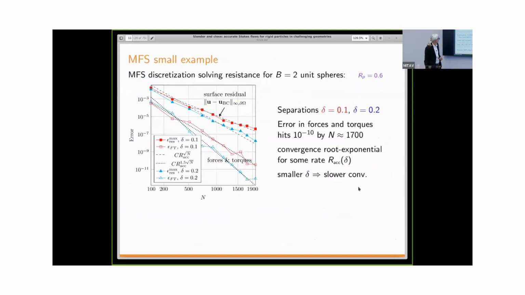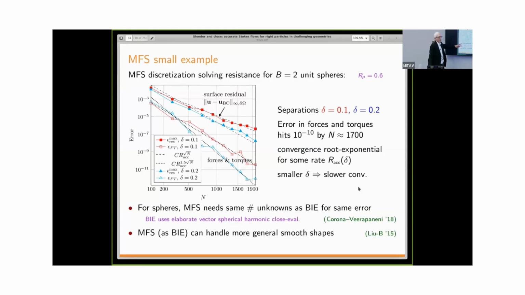So, what does the convergence look like? Well, it's root exponential as well. I'll tell you more about the rate later, but the surface residual converges at one rate. The derived quantities, forces and torques, actually converge a bit faster, and they reach 10 digits by about n equals 1700. This is for 2 spheres that are somewhat close, and we'll understand how the closeness affects the convergence rate a bit later.